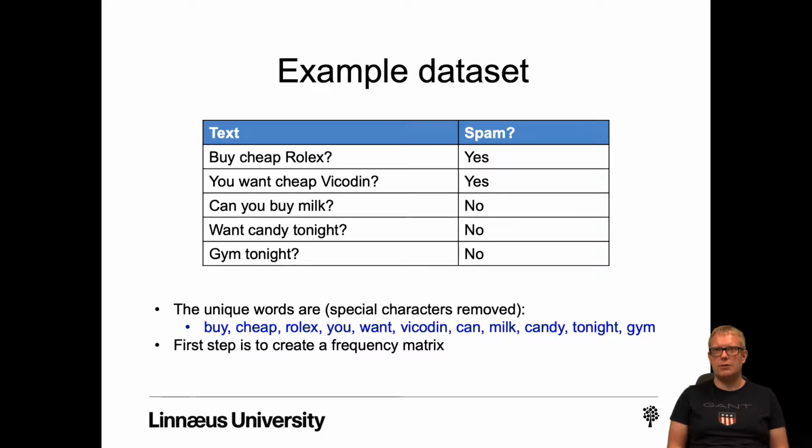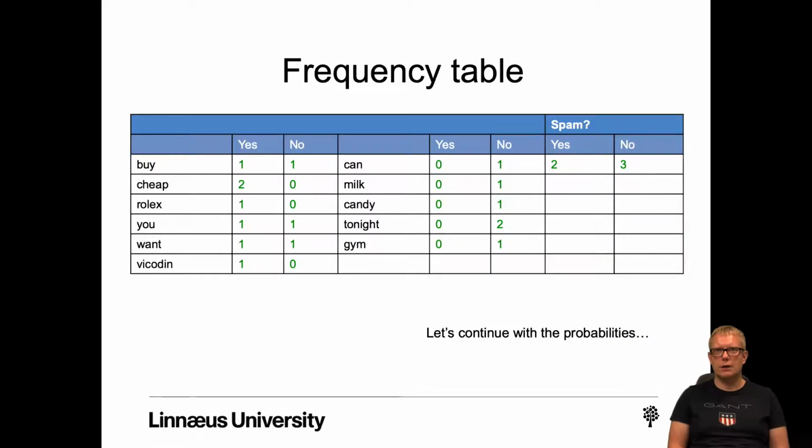Our first step is to create a frequency matrix of these unique words. So it looks like this. So here we have all our unique words. Buy, cheap, Rolex, and we fill in the occurrences of these words for our yes or no examples. So buy occurred once in the yes spam emails and no times in the non-spam emails. Cheap occurs twice for the spam emails, yes, and 0 times for the non-spam messages.